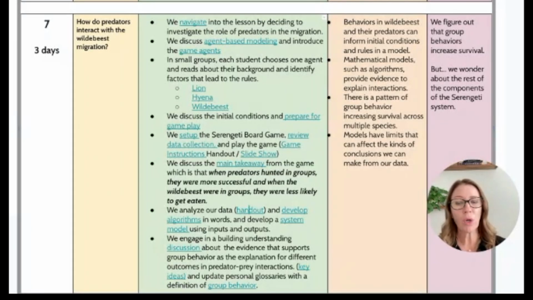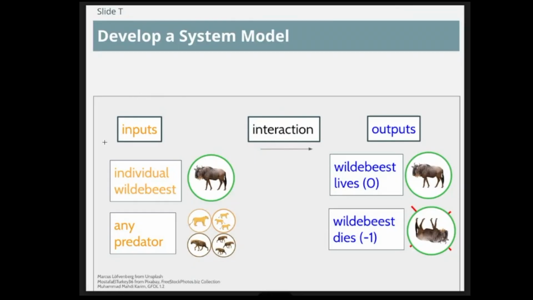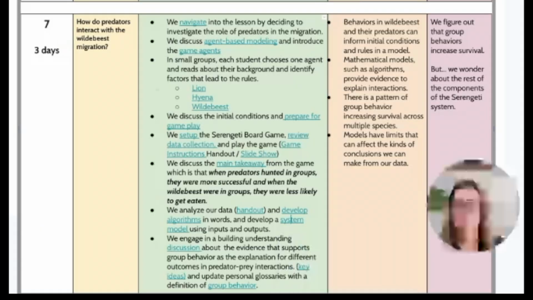So we develop algorithms in words and numbers, and there's also a system model we develop of inputs and outputs. These are other computer science words. We've got what goes into the system, what comes out of the system. It's also what we use in modeling. So we've got an individual wildebeest. There's an interaction, and the wildebeest lives or dies. So this is how we kind of develop that -1 or 0. This is where teachers and students get confused. The wildebeest lives, 0 change. Wildebeest dies, -1 change. So do the best you can with this.